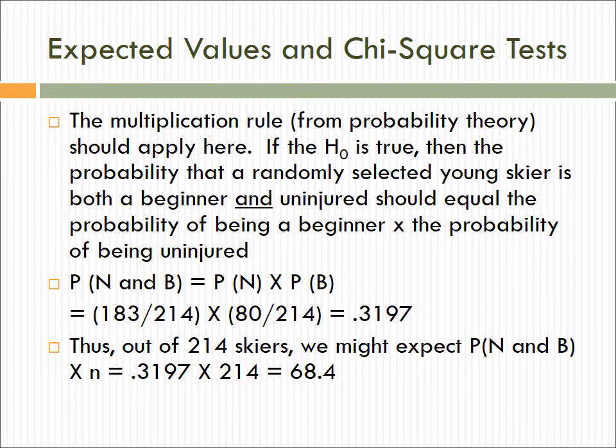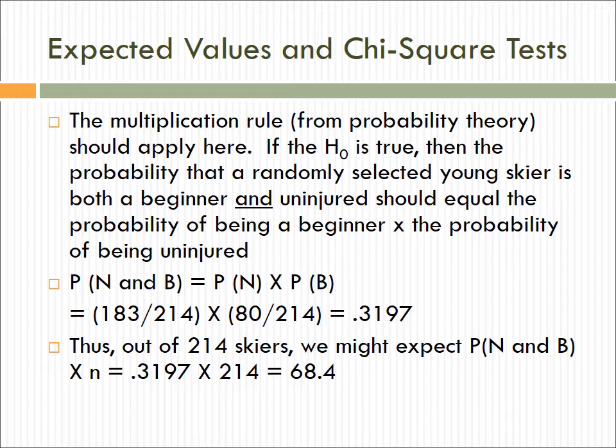So how do we determine expected values versus observed values? Expected values are what we would expect to happen, and that's based on probability theory and specifically the multiplication rule. If the null hypothesis is supported, then the probability of a randomly selected young skier being both a beginner and uninjured should equal the probability of being a beginner times the probability of being uninjured.